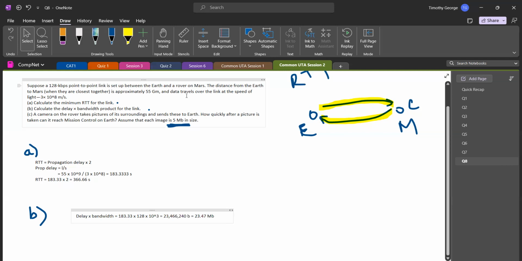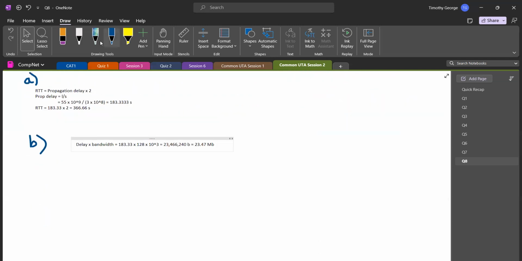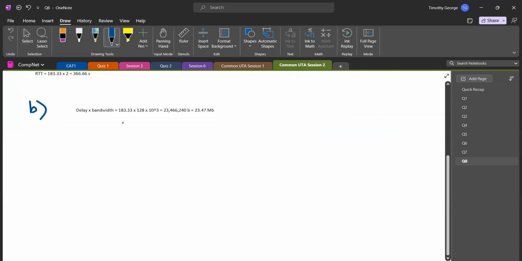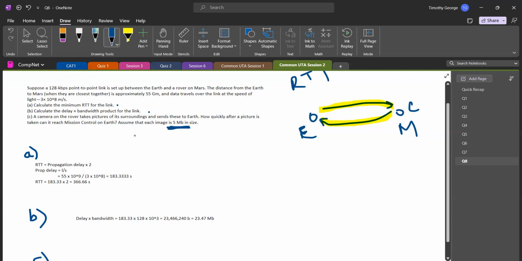That's it. And how would you convert this to bytes? You just divide again by 8. It should come to around 2 point something megabytes, but this is good enough. Okay, that was the second part. Let's see the third part. They've given a scenario. You have a camera on the rover on Mars that's here, and you're sending it back to Earth.